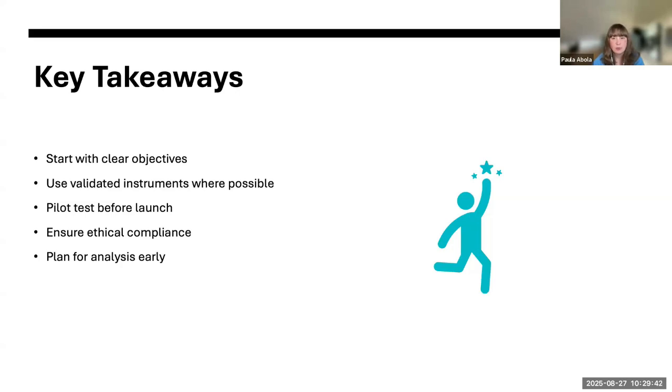And some key takeaways. So in summary, you should begin with a clear goal with a research question. Use validated tools when it's possible. Always pilot test your survey. Of course, secure ethical approval, and plan for your analysis before you start. That always includes making maybe some little outline.